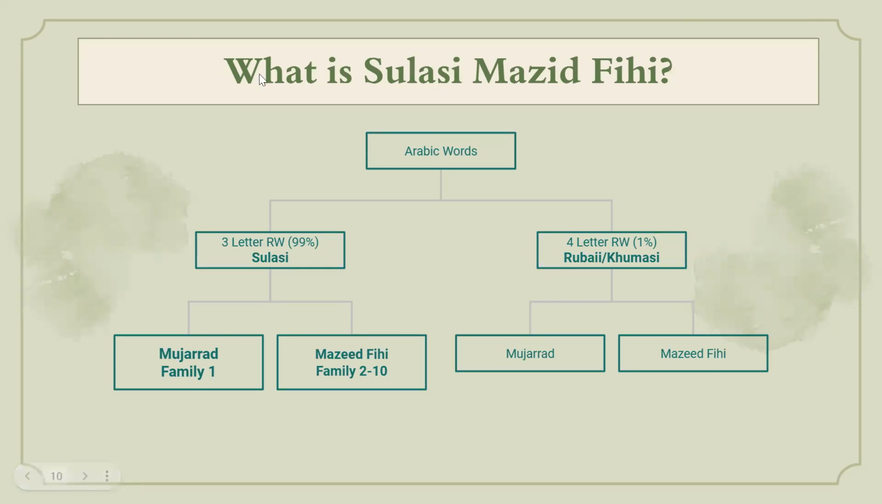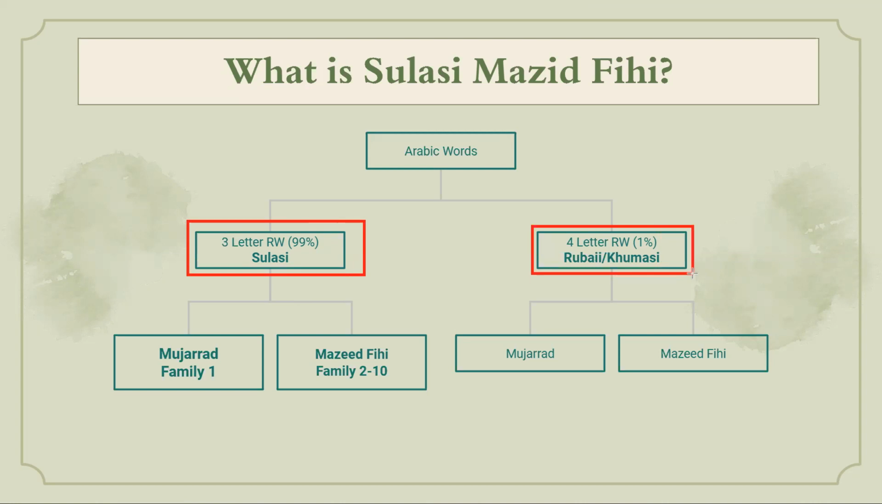For Sulasi Mazid Fihi, just recall that 99% of Arabic words have only 3 root letters. That's why these words are called Sulasi: words containing only 3 root letters. And less than 1% of Arabic words have either 4 or 5 root letters. If any word has 4 root letters, it is called Rubai. And if it has 5 root letters, then Khumasi.